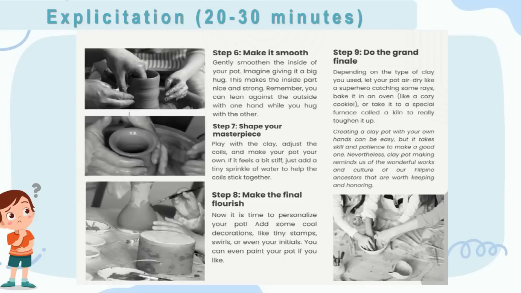It feels a bit stiff. Just add a tiny sprinkle of water to help the coils stick together. Step 8. Make the final flourish. Now, it is time to personalize your pot. Add some cool decorations like tiny stamps, swirls, or even your initials. You can even paint your pot if you like.